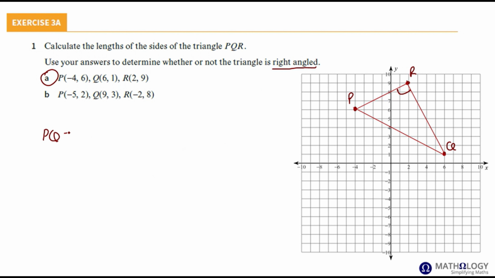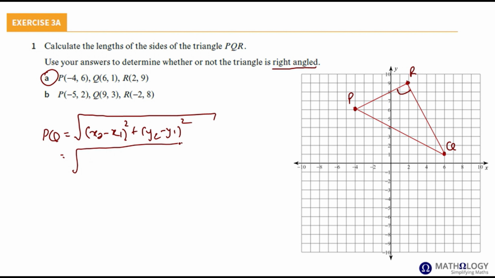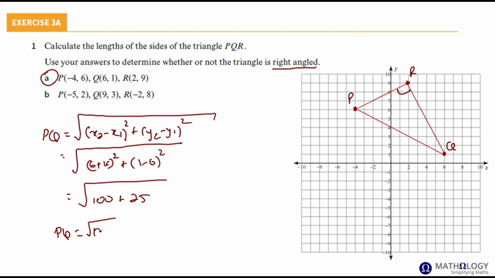So PQ, the distance formula is given by the square root of x2 minus x1 all squared plus y2 minus y1 all squared. So x2 minus x1 will be 6 minus minus 4. So square root of 6 plus 4 all squared plus y2 minus y1, 1 minus 6 all squared. That equals the square root of 6 plus 4 is 10 squared is 100. 1 minus 6 is minus 5. Minus 5 all squared is 25. So PQ equals the square root of 125.